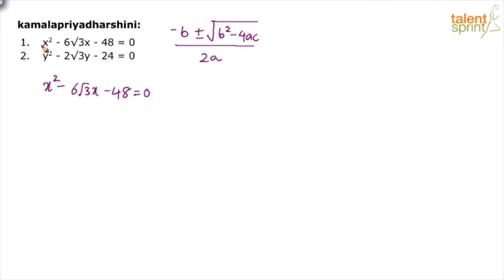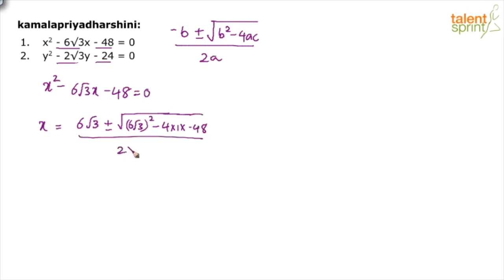Now what are a, b, c here? a is 1, b is equal to minus 6 root 3, c is equal to minus 48. So let us solve using the formula. So x will be equal to minus b. See, minus of minus 6 root 3 is 6 root 3 plus or minus root over b squared. Now b squared is 6 root 3 squared, minus 4ac, minus 4 into a is 1 into c. c is minus 48, divided by 2a, 2 into 1, right? So solve, what do we get?